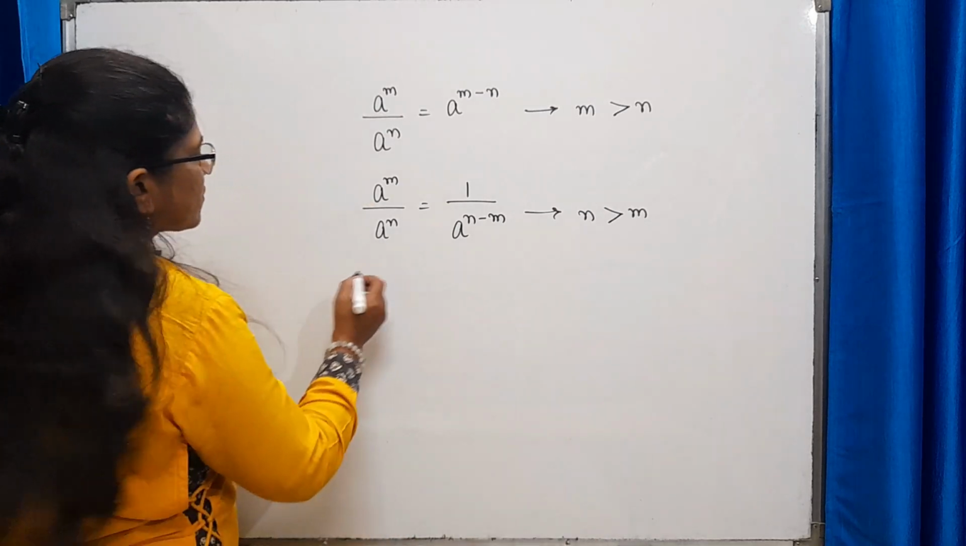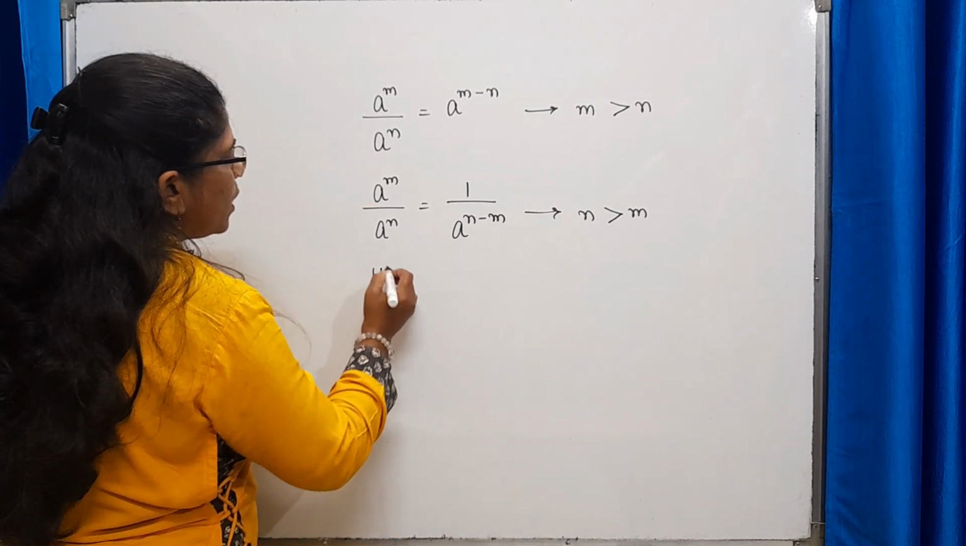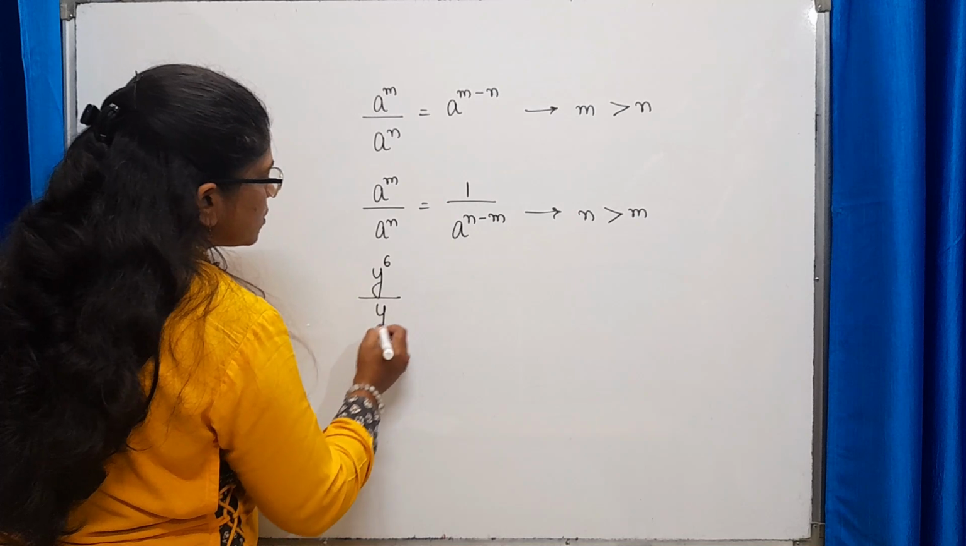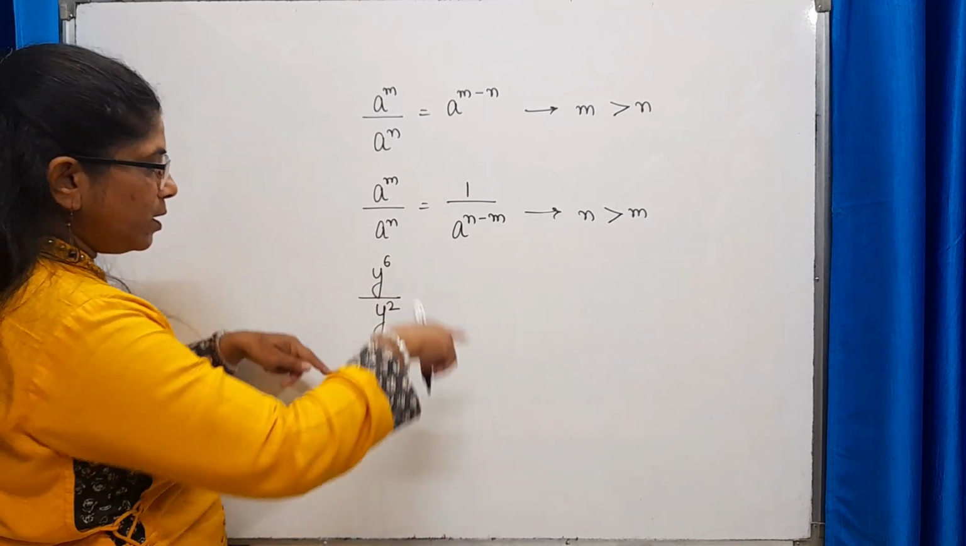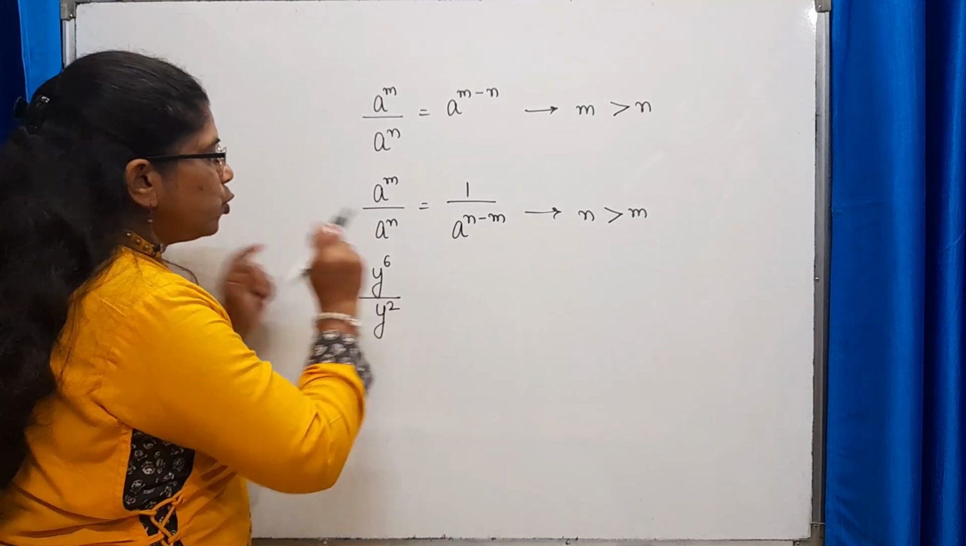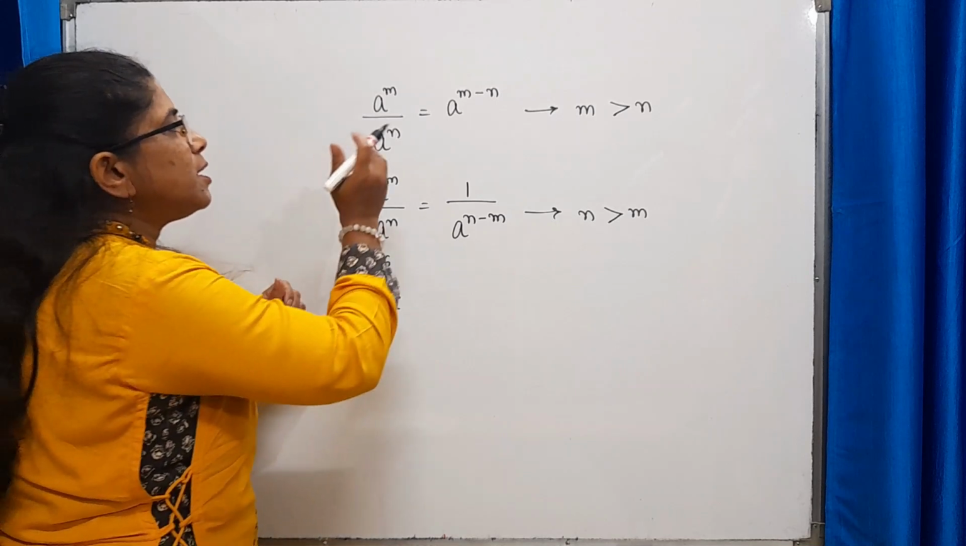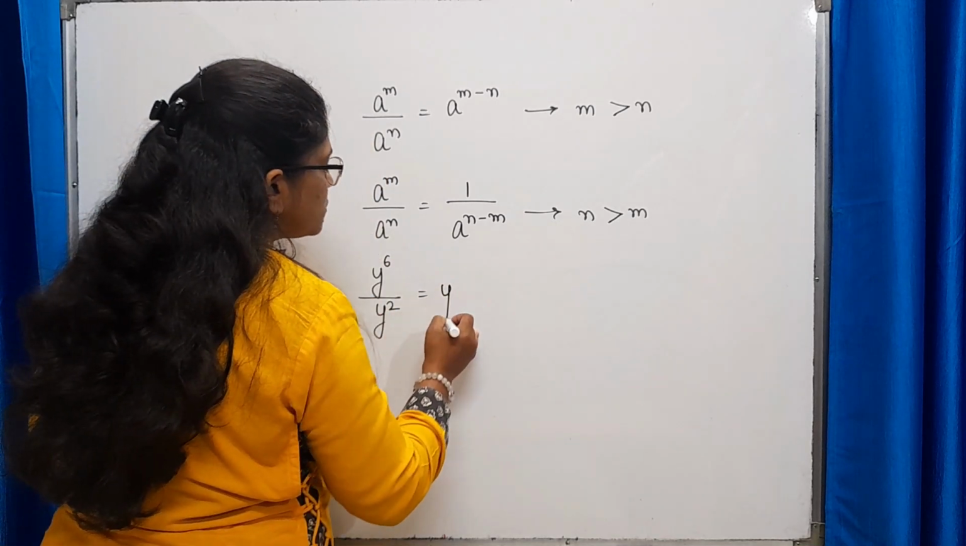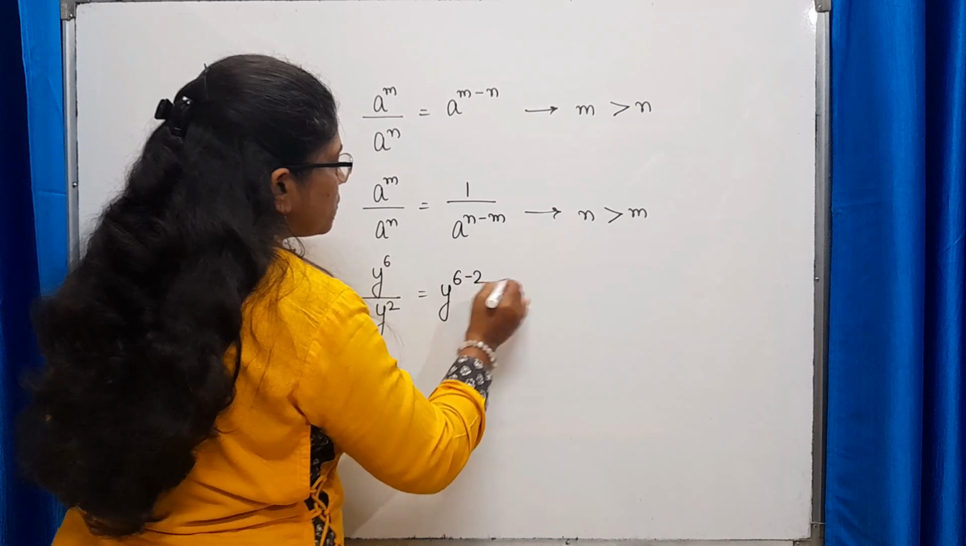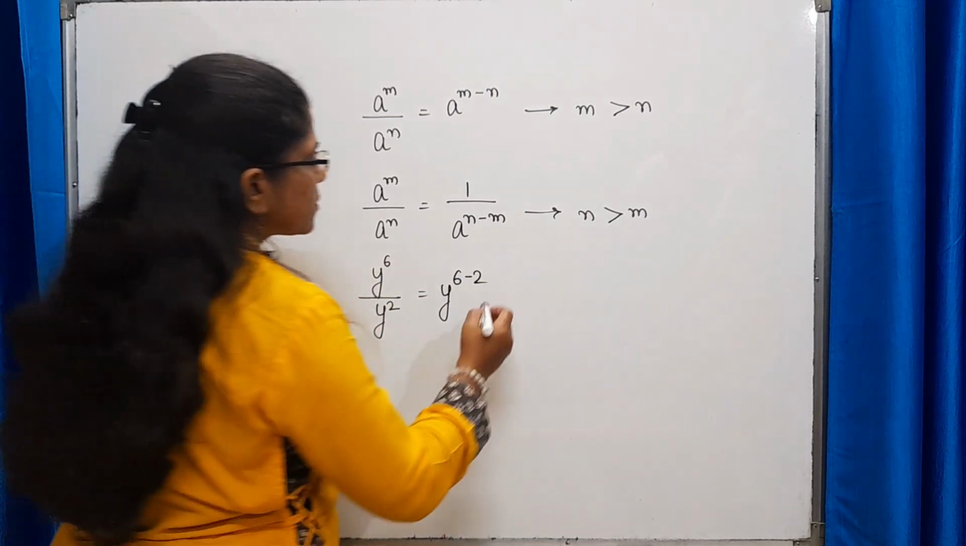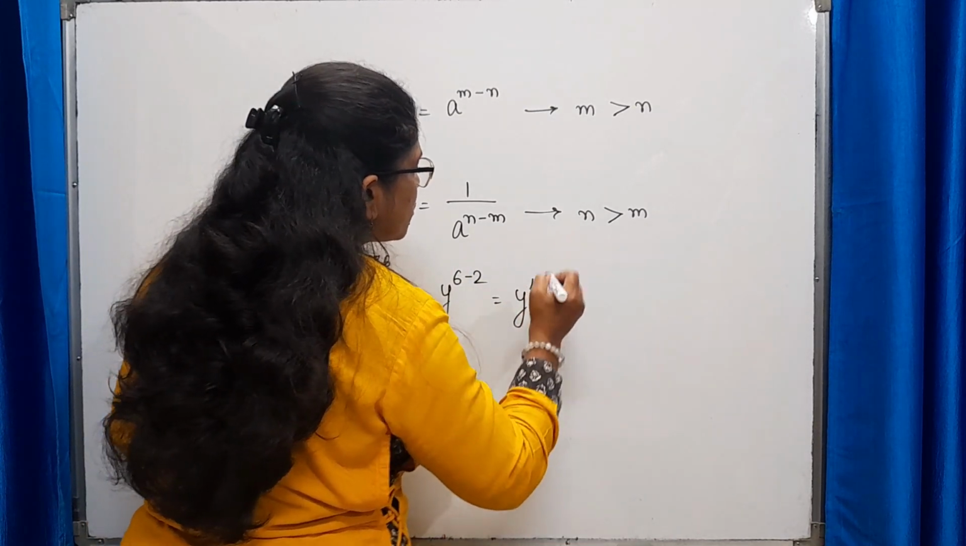Example, y to the power of 6 upon y to the power of 2. Now here the power of the numerator term is greater. Means our m is greater here. So how we have to solve this? Y to the power of 6 minus 2, which is y to the power of 4.